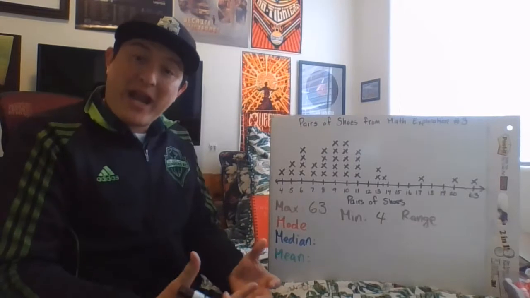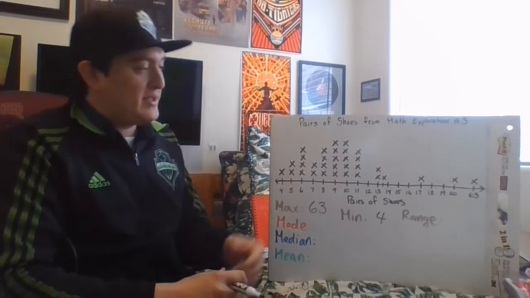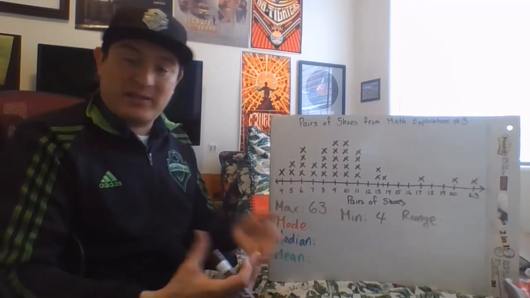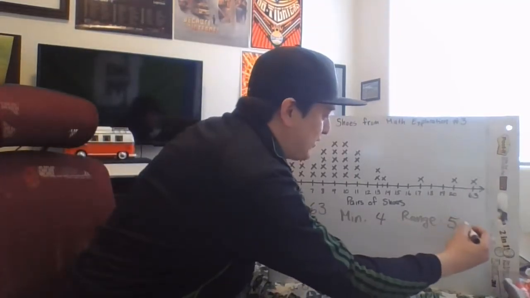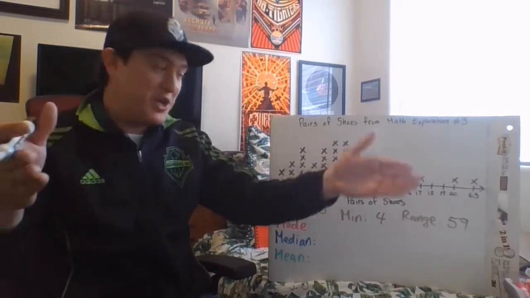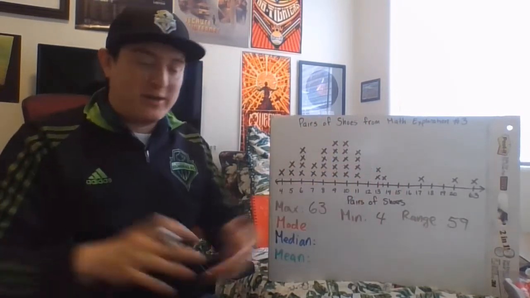And then to find the range, all you have to do is subtract the maximum and the minimum. And so 63 minus 4 is 59. And so our range is 59. So that means that there are 59 numbers within our range of 63 and 4.